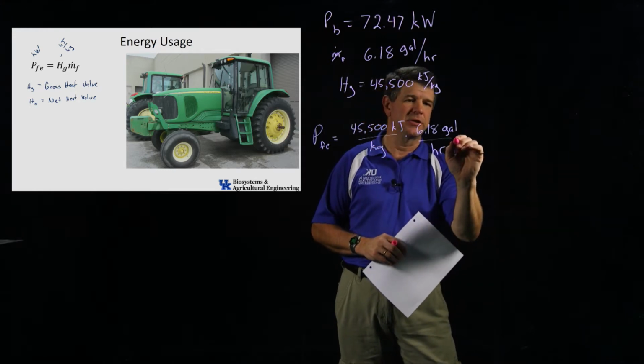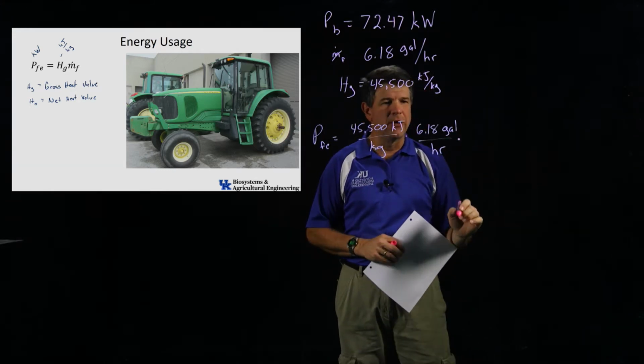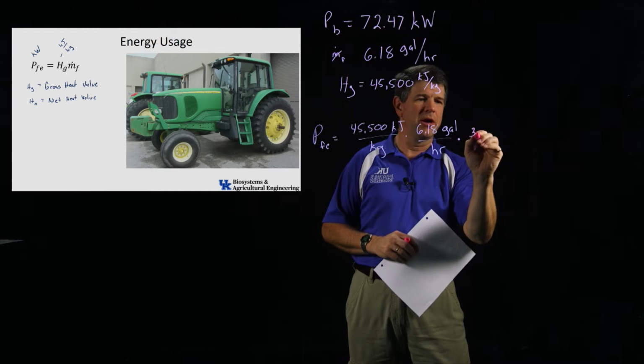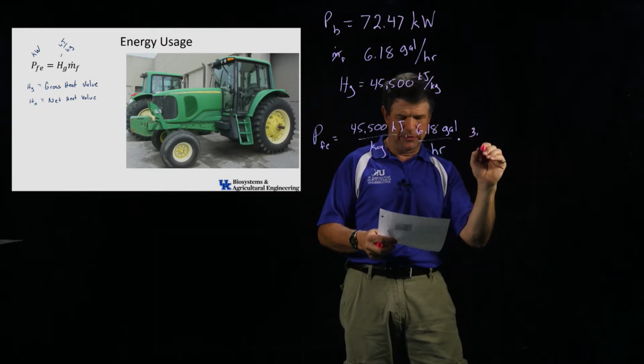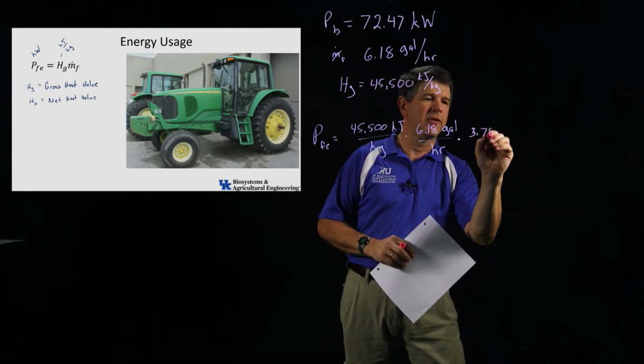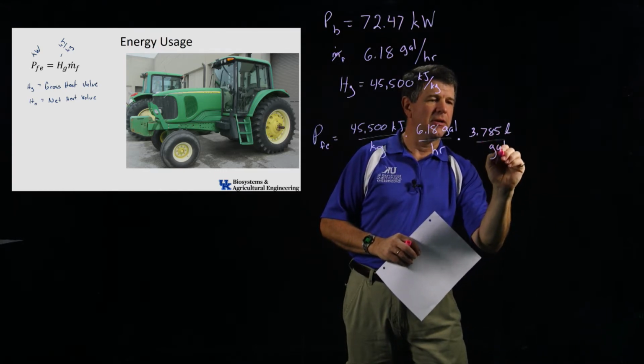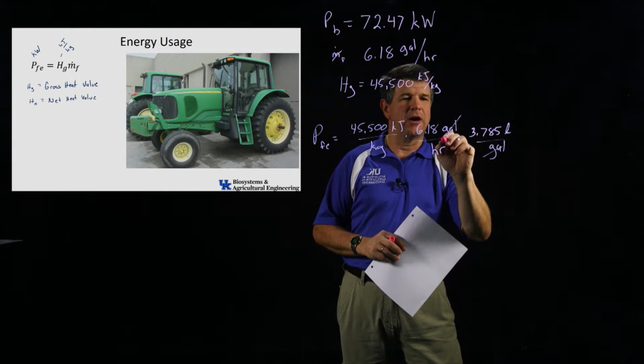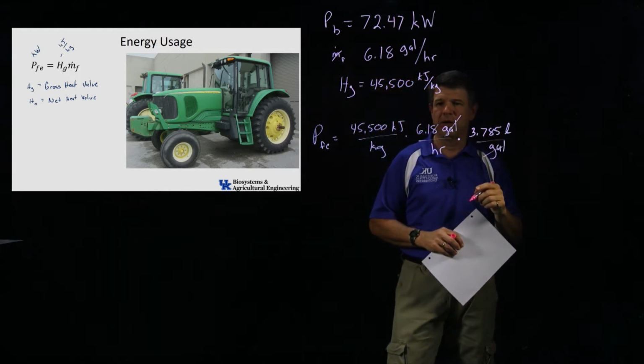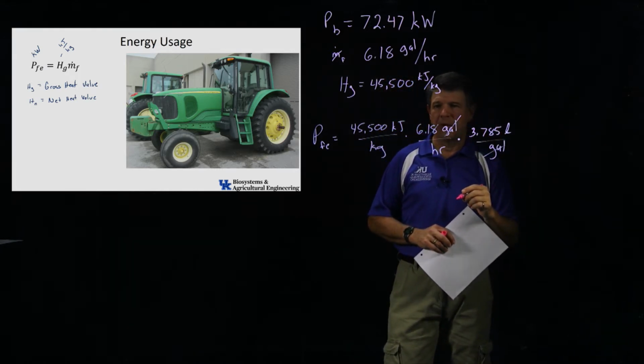Let's go to the metric system. So how many liters in a gallon? So we have in my notes, to make sure, 3.785 liters per gallon. All right, so that's going to cancel my gallons off, and I get rid of that. So I have now liters per hour there.